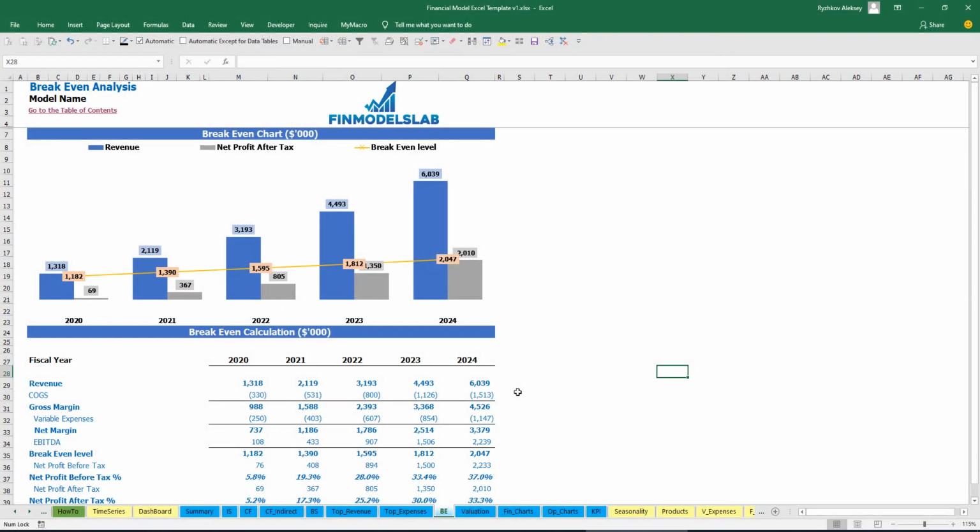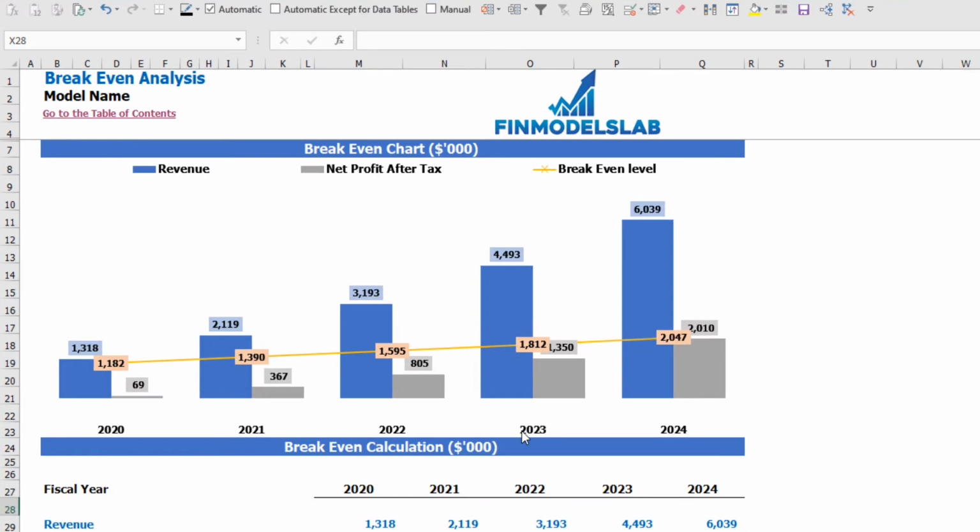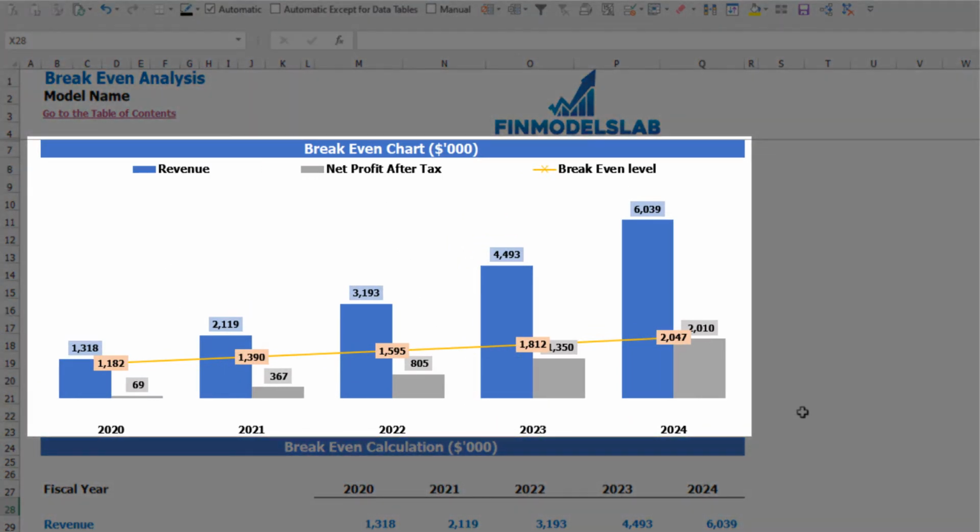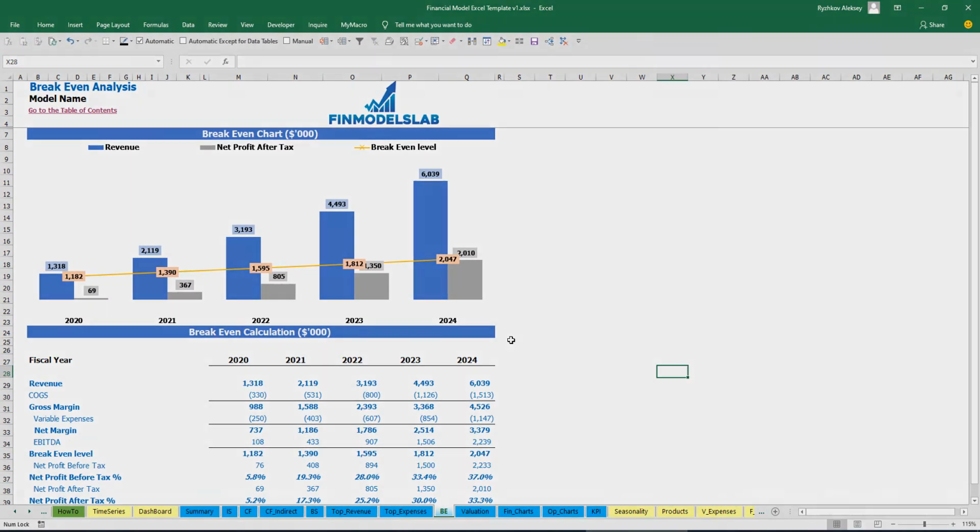On the break-even tab you may find the calculation of revenue break-even level and break-even chart. For this particular use case, you may find that your revenue break-even level is less than actual revenue calculation. This means that company is profitable.